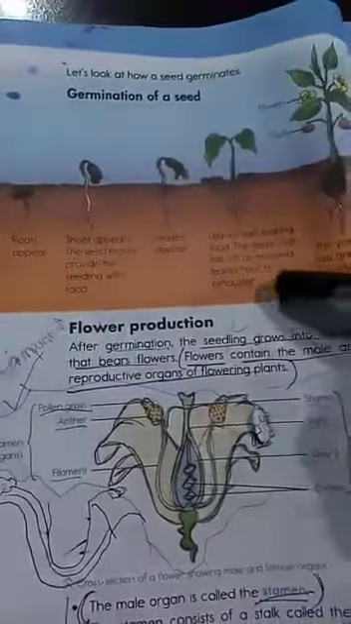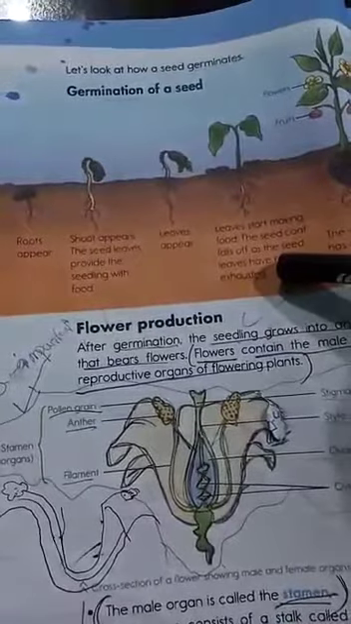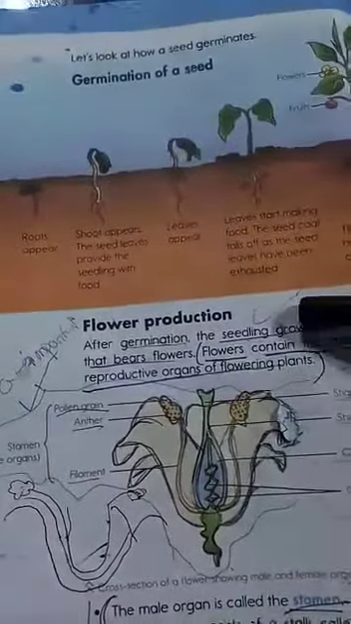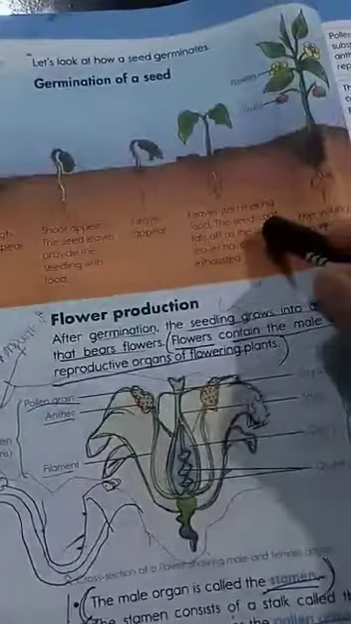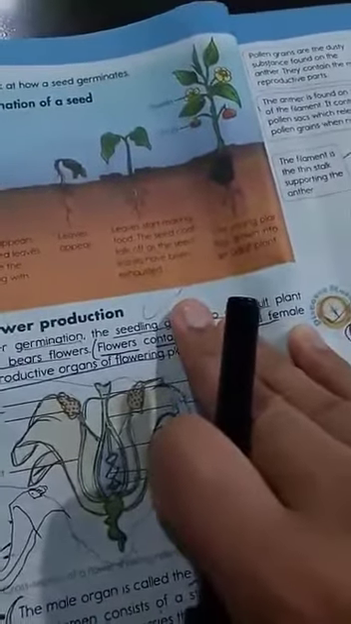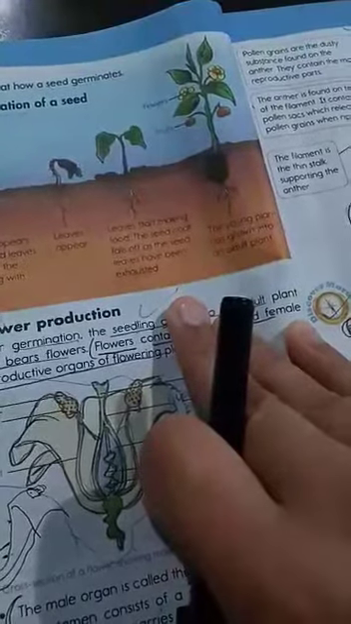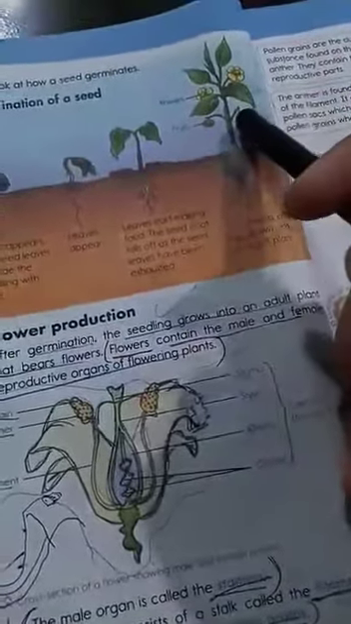On the next step, the leaf starts making food. The seed coat falls off the seed and the seed leaves have been exhausted. On the last step, you observe that the young plant has appeared and is fully grown. Now there are lots of flowers and fruits on it.